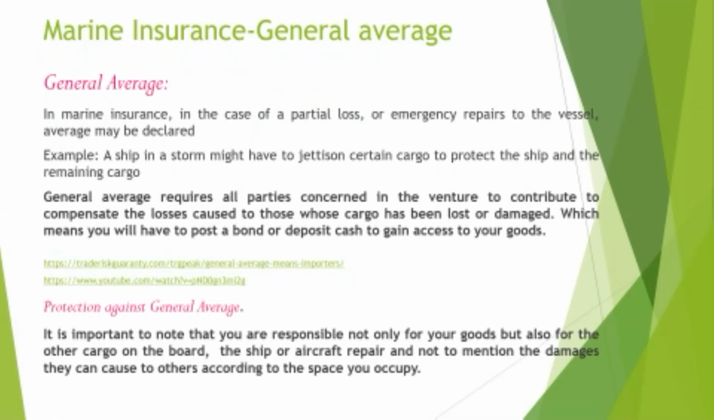For example, a ship in a storm might have to jettison certain cargo to protect the ship and the remaining cargo. So general average requires all parties concerned in the venture to contribute to compensate the losses caused to those cargo that have been lost or damaged, which means you will have to post a bond or deposit cash to gain access to your cargo.